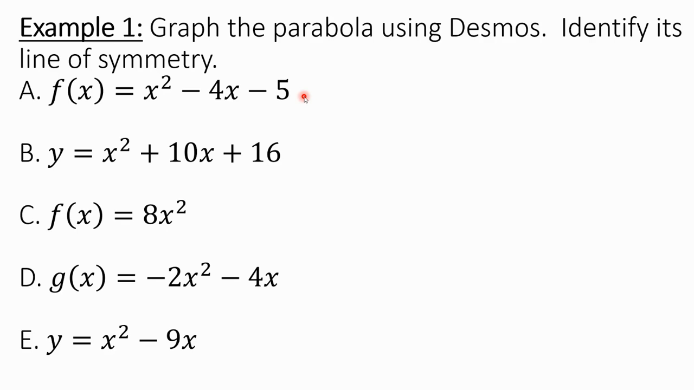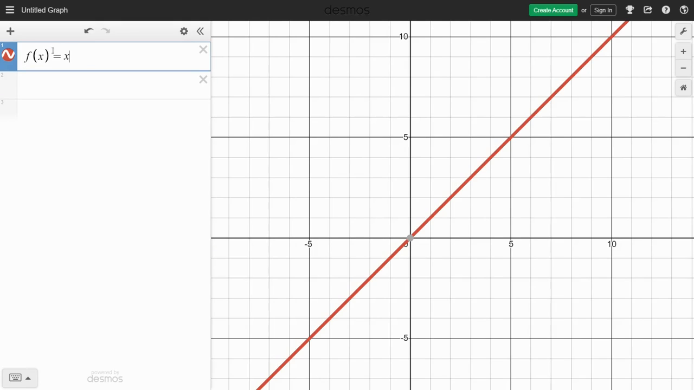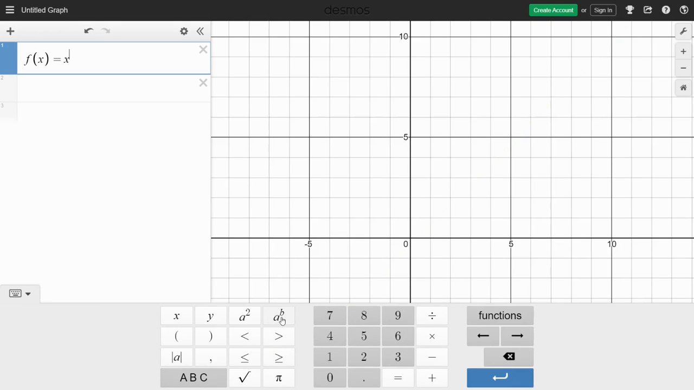So I'm going to head over to Desmos, and I'm going to type in my function. It was f of x equals x squared. If you don't remember how to get that squared, open up this keyboard down here. It's this button, type in a 2, and then hit the right key to get out of there. Minus 4x minus 5.